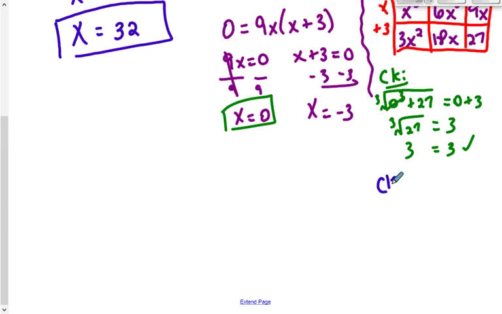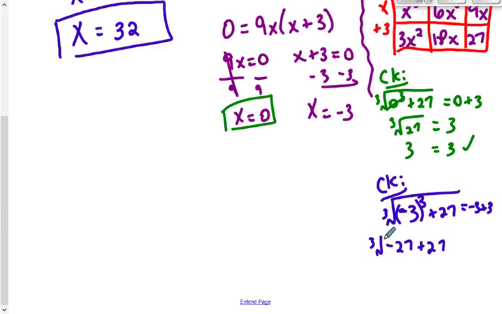Okay, so let's check the second one. I have the cube root of negative 3 cubed plus 27 equals negative 3 plus 3. What's negative 3 cubed? Negative 27 plus 27. What's negative 27 plus 27? 0. So I have the cube root of 0, which is 0. What's negative 3 plus 3? 0. If I bring that down, does 0 equal 0?